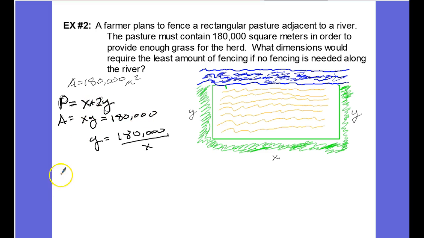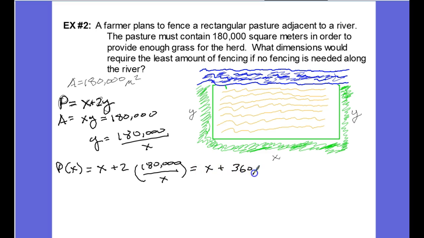Now we can go back to our perimeter function, and we only have one variable now. P of X is equal to X plus 2 times 180,000 over X. And that's going to be equal to X plus 360,000 over X. Now we can take the derivative.